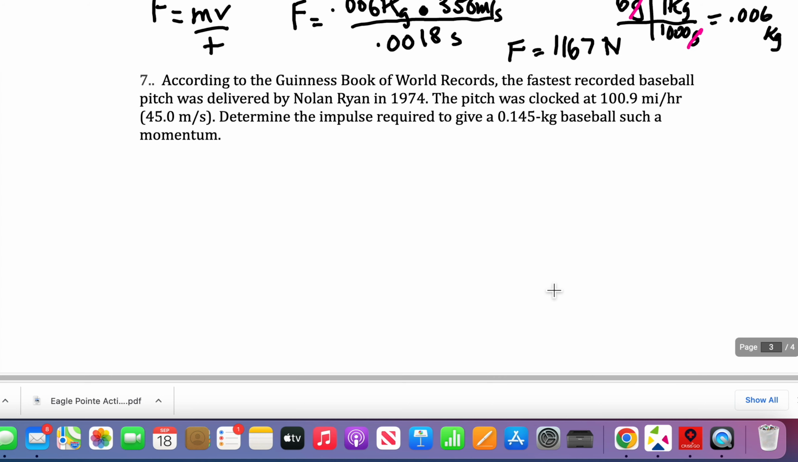Okay, number 7. According to the Guinness Book of World Records, the fastest recorded baseball pitch was delivered by Nolan Ryan. The pitch was clocked at 100.9 miles per hour, which is 45 meters per second. Determine the impulse required to give a 0.145 kilogram baseball such a momentum. So remember that impulse is equal to force times time.